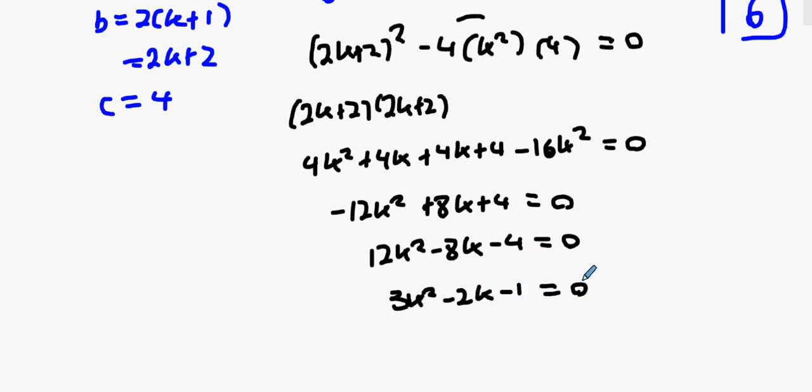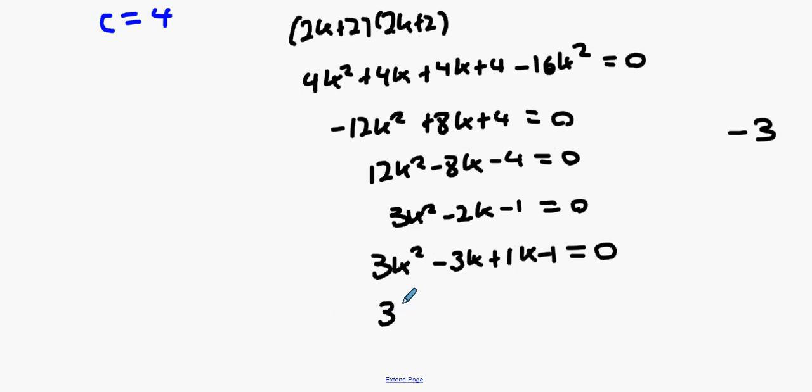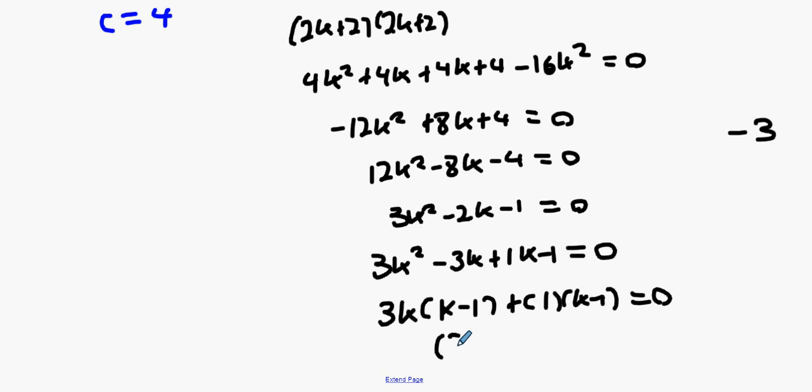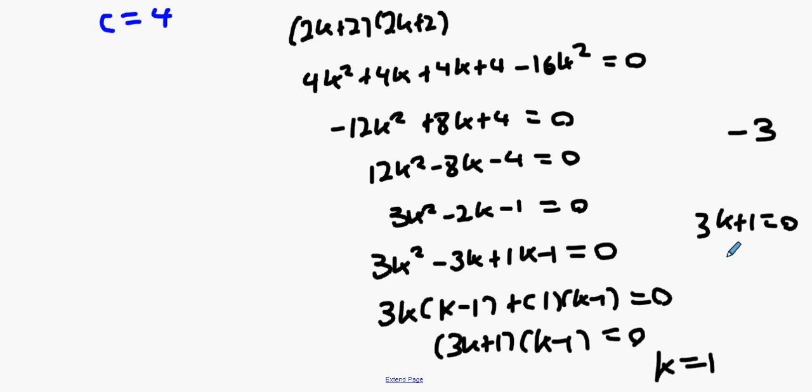Solve it. Reference number is minus 3, so it's going to be 3k squared minus 3k plus 1k, take away 1. Then it's going to be 3k into k minus 1 plus 1 into k minus 1. k minus 1, 3k plus 1, and it's what Liam said. k equals 1, or 3k plus 1 equals 0, 3k equals minus 1, k equals minus 1/3.